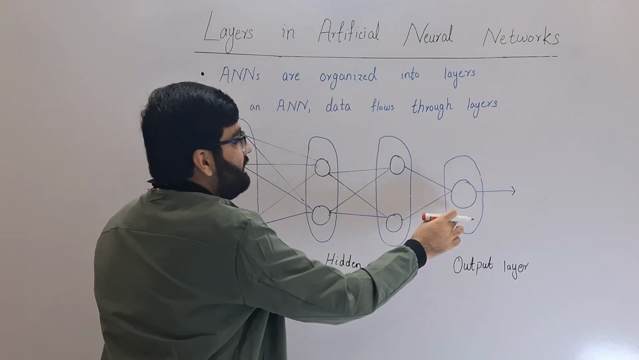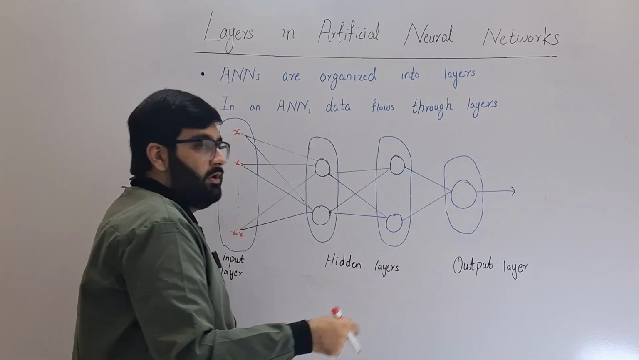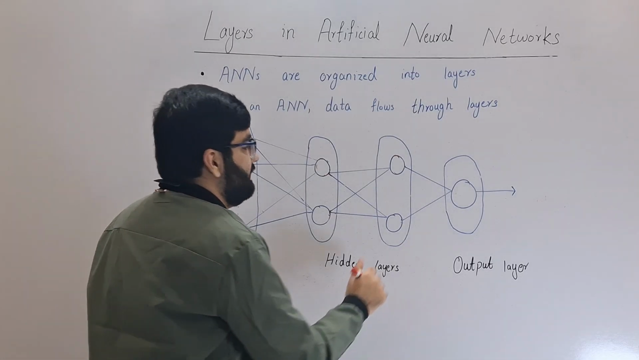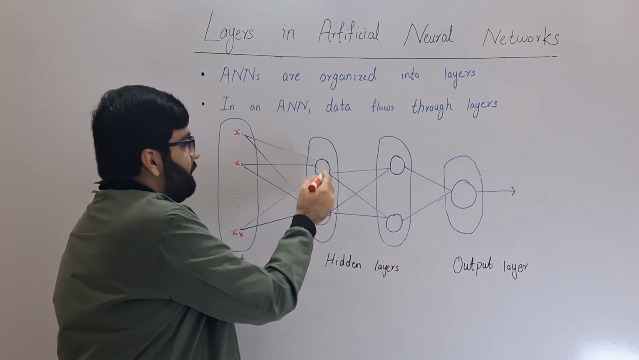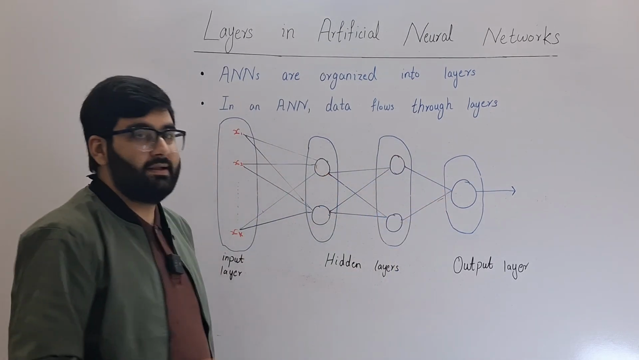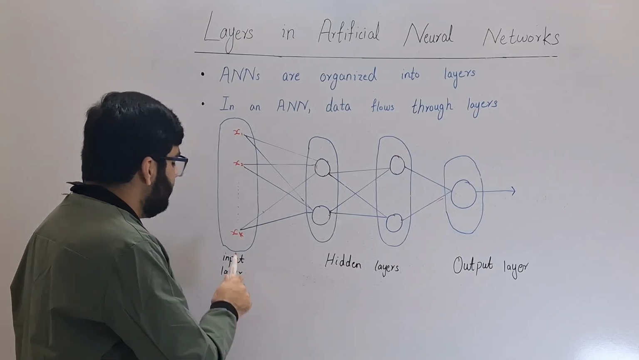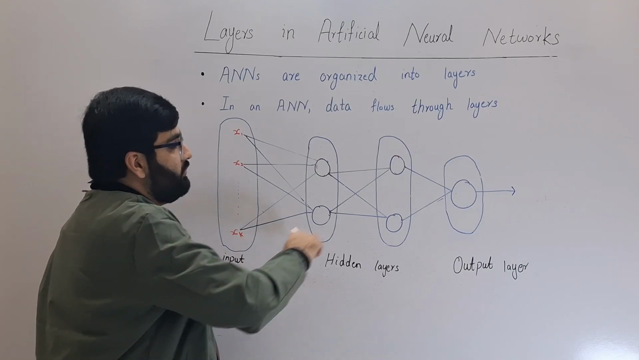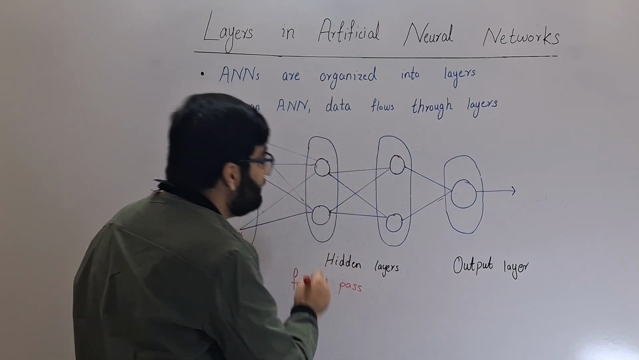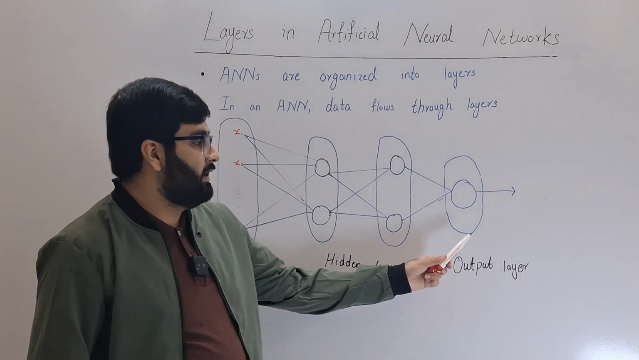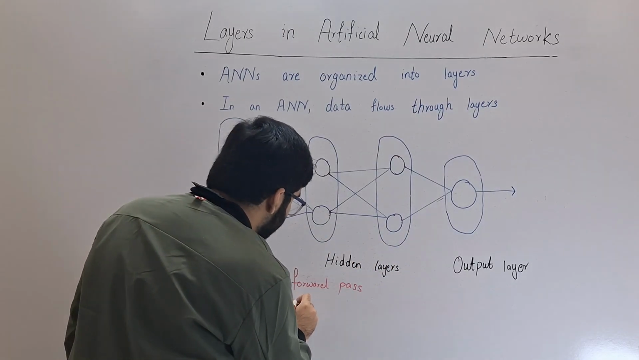And same in the output layer, we have a single neuron, but the input to it is the output of each of the neurons of the previous layer. So its input is this and this. 1, 2, 3, 4, and 5. The ANN has 5 neurons in total. The data flows from input layer to output layer in the forward pass. And the data flows back from the output layer to the first hidden layer in the backward pass.